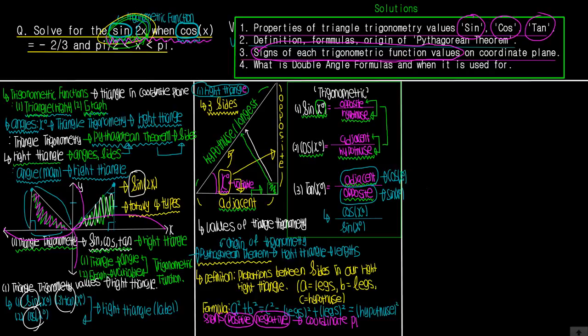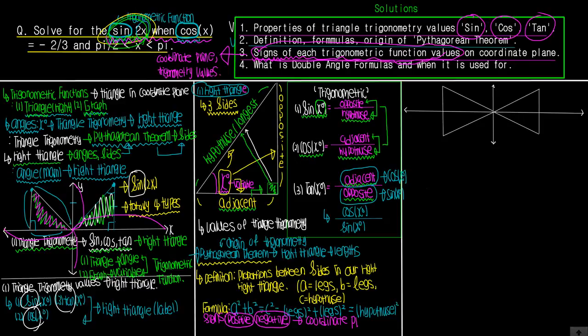So let's go to our third one: the signs, negative or positive, of each trigonometric function value. If you want to have it, firstly, we need to have the coordinate plane. Also, we need to have our trigonometric function values.